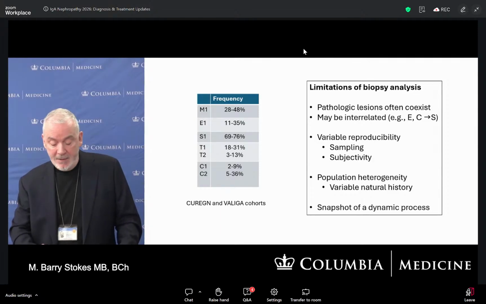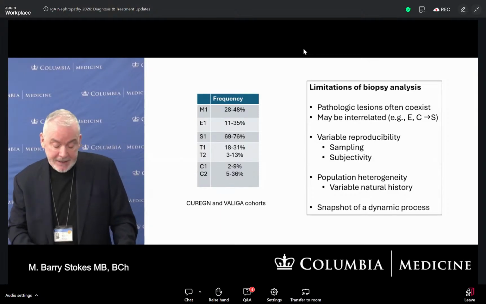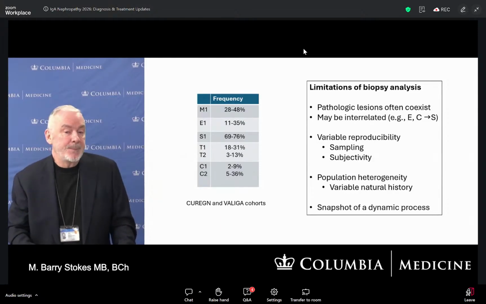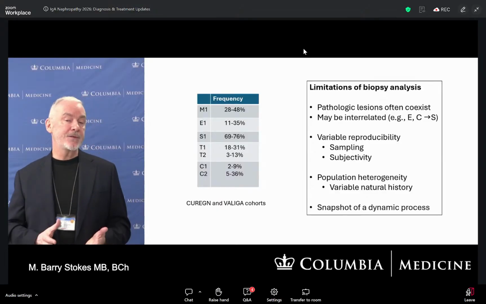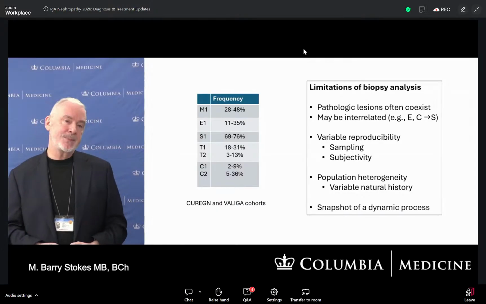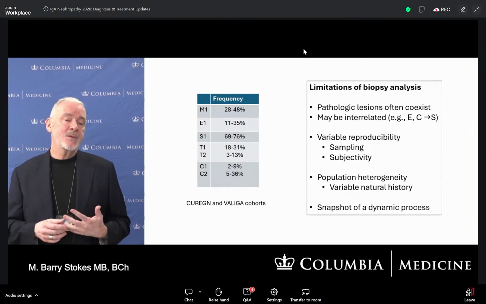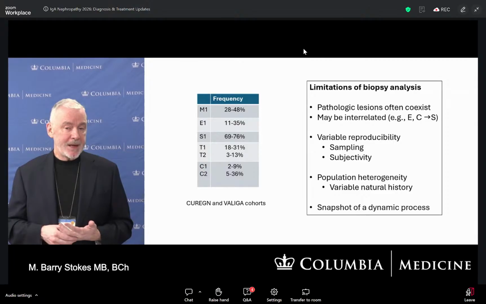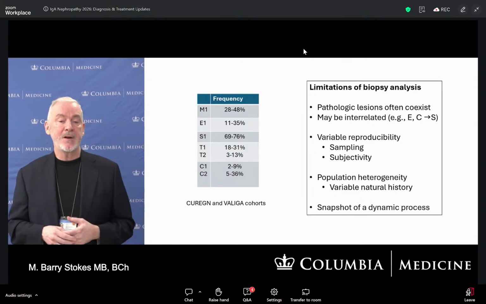I think it's always worth remembering that there are limitations, obviously, of biopsy analysis. First of all, as I said, these pathologic lesions often coexist, and they may in fact be interrelated. So, for example, S lesions or scars can often result as a consequence of E lesions or C lesions. There's always a question of sampling with biopsies. We only see a small number of glomeruli usually.